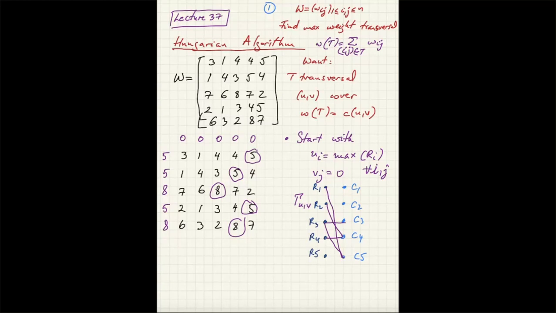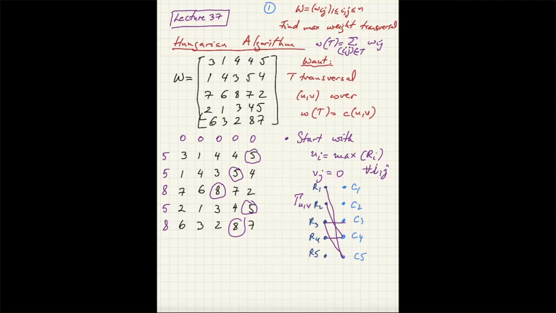Now, we saw last time that we introduced the notion of a UV cover, and we showed that the weight of any transversal is at most the cost of a cover. And if we have equality, then the transversal is going to have maximum weight, and the cover will have minimum cost. So let's see how the algorithm works on an example.